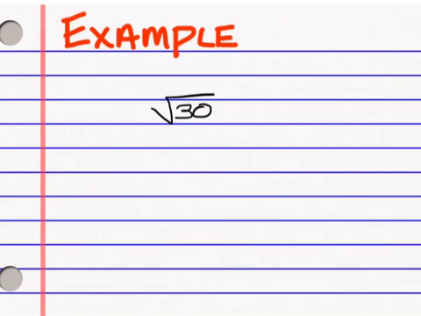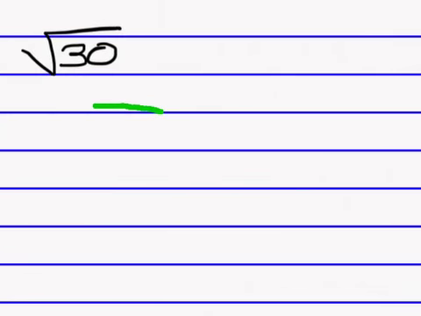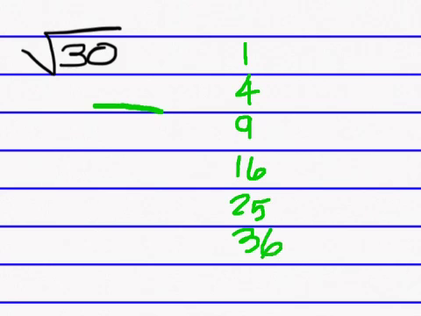Practice, or example number 1. The square root of 30. Think of perfect squares, such as 1, 4, 9, 16, 25, 36. Those are perfect squares. Over here, these are square roots.